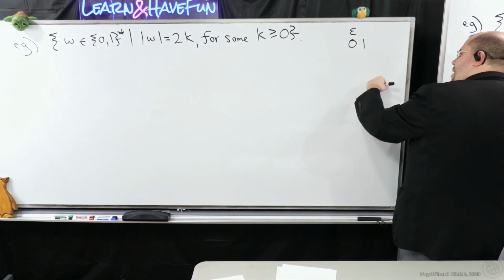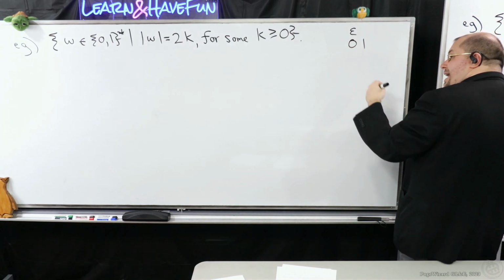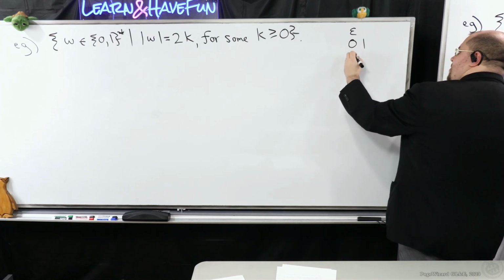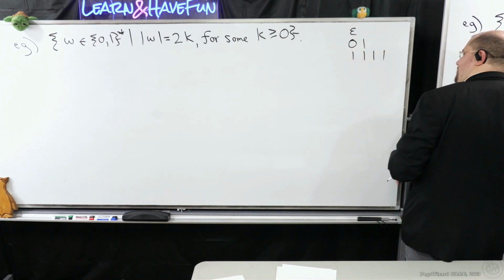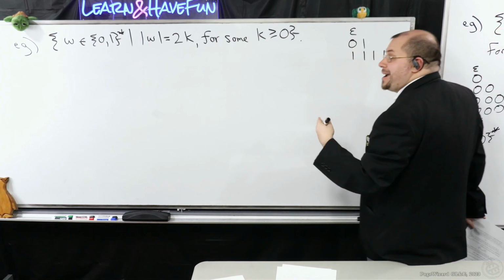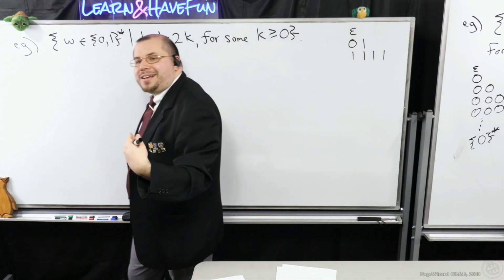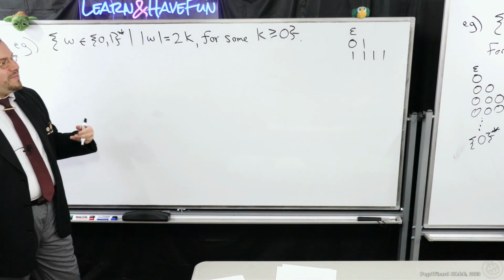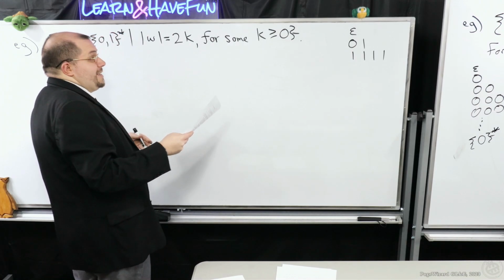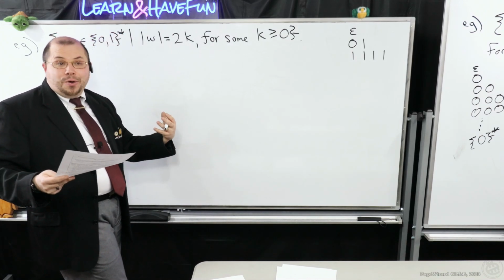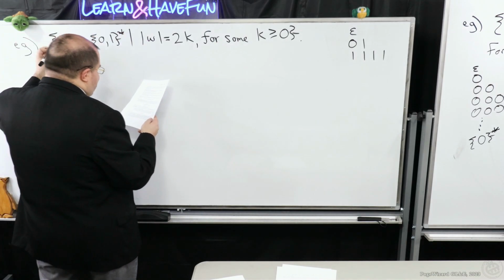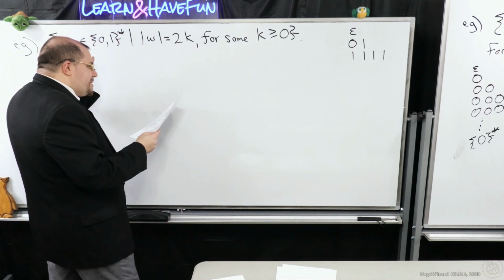I could have 0, 1. Notice that this has even length because k is equal to 1 in this case. I can have a binary string like that, which has length 4. That's when k is equal to 2, and so on. But notice that it could be any binary string that has even length. So that includes the empty string, because that's the string that has length 0, right? There's only one such string.